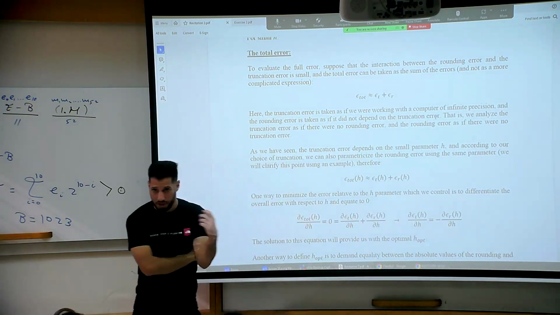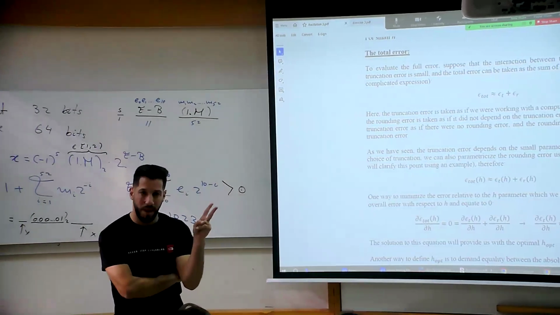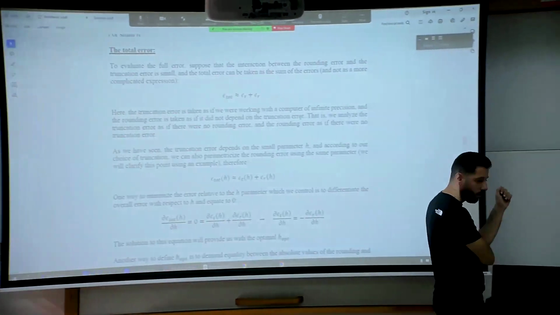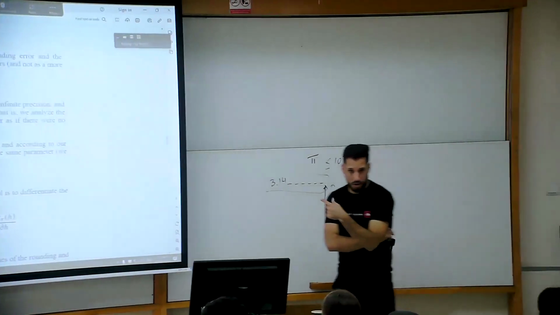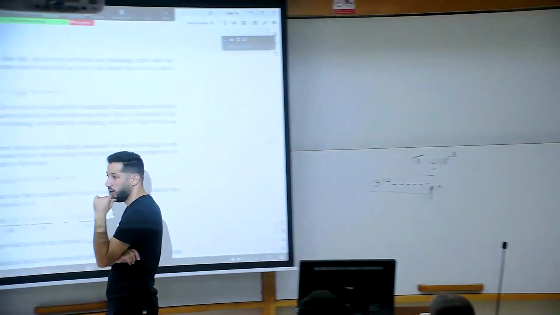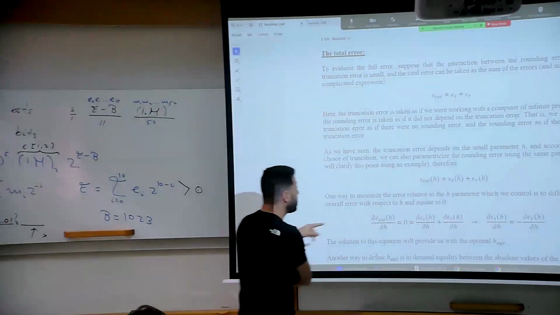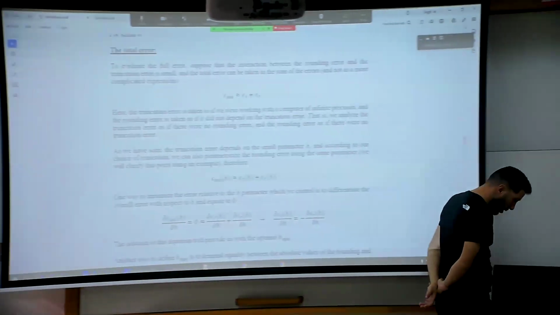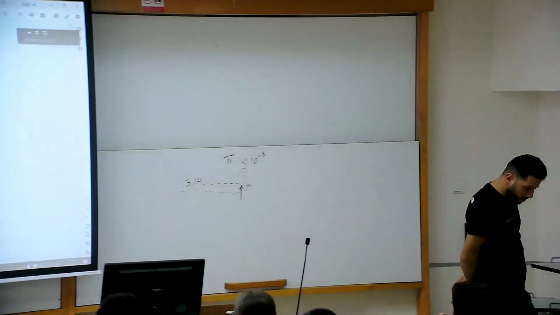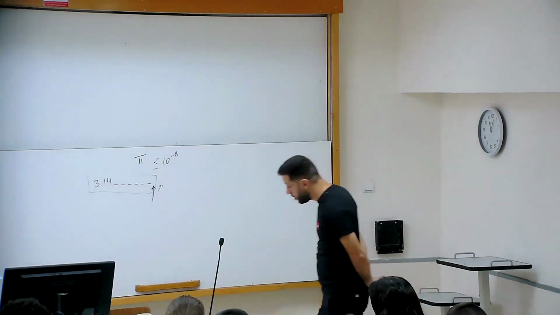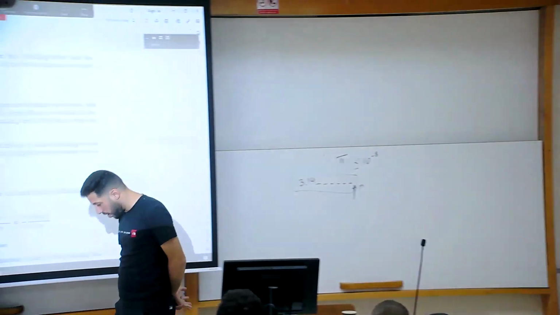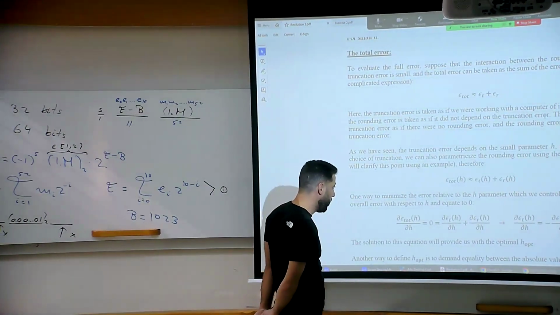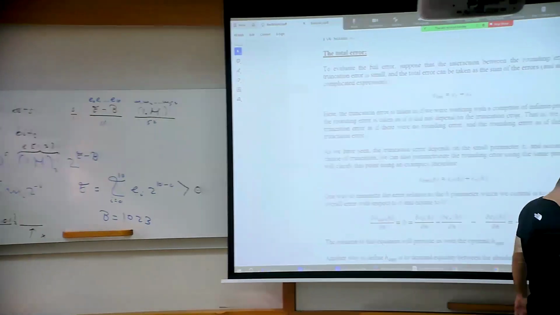Now in this course we have two optimal h's. You have to be aware of which one we are talking about. This one is the first, and another definition of optimal h is that these two errors cancel each other, so that the absolute value of the truncation error equals the absolute value of the round-off error. That's another optimal h.